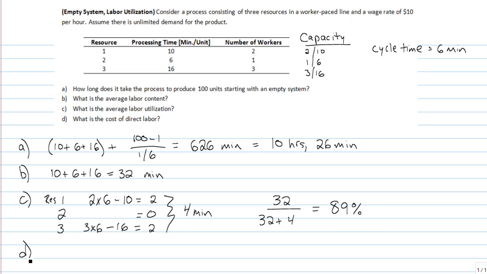Finally, for part D, to calculate the cost of direct labor, we must first account for the total wages per unit of time, and then divide that by the flow rate per unit of time. In this instance, we have 6 workers who are each making $10 an hour. We can then divide that by the flow rate, which we've said is 1/6 units per minute. But because we have the wage in dollars per hour, let's convert that to hours by multiplying times 60. Solving that equation, we get a final cost of direct labor of $6 per unit.